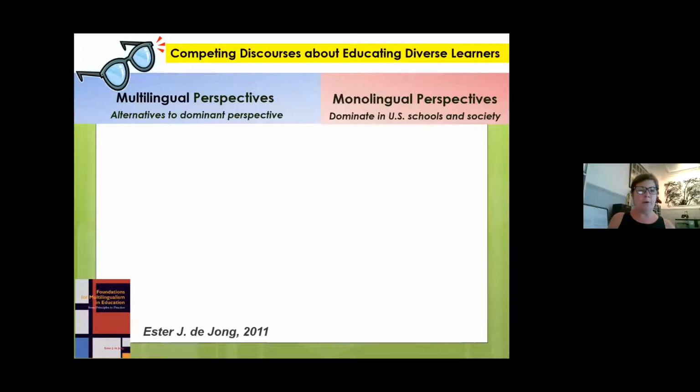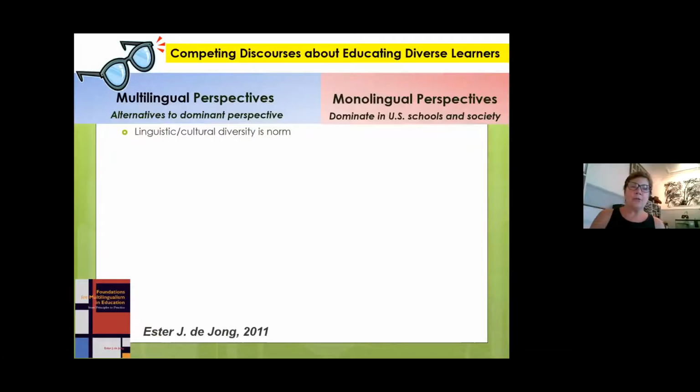Esther DeYoung, in her book, Foundations for Multilingualism in Education, that you can see at the bottom of the screen, talks about competing discourses or perspectives on educating diverse learners. And what I'd like you to do is, as I talk about a multilingual perspective on one hand and monolingual perspective on the other, I would like for you to be thinking about what kinds of discourses do you find in your classroom, in your schools, throughout your district, and around society. Esther calls these pluralist discourses. I'm calling it a multilingual perspective, and she calls it assimilationist practices, and I'm calling it monolingual perspective.